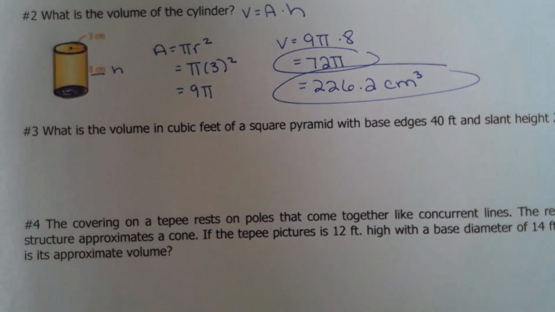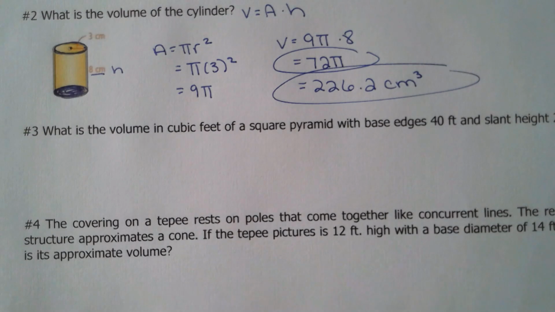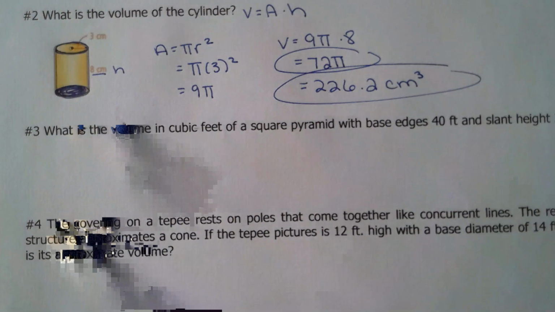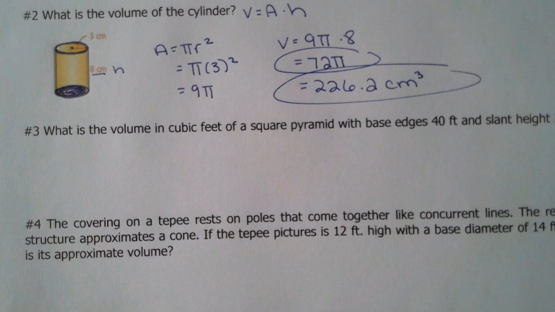Keep an eye out for what it is asking for, and if it doesn't ask you for anything specific, then you can give it in whichever way you want. Here it didn't ask for decimals, it didn't ask for you to use pi, so use either method you feel comfortable with. All right, let's move on to question 3.